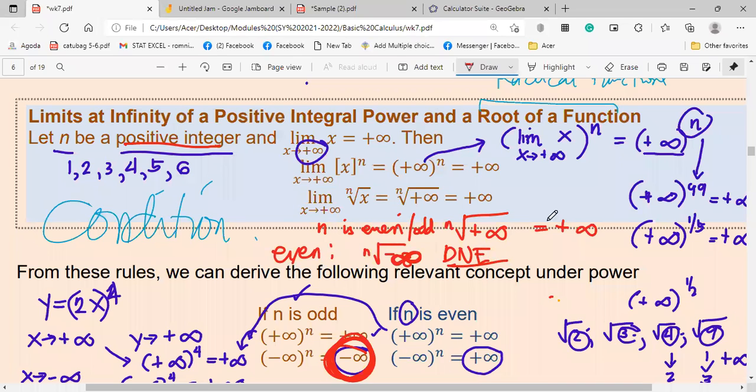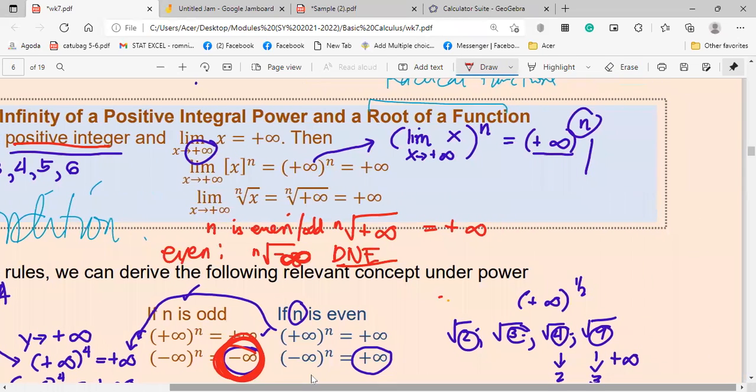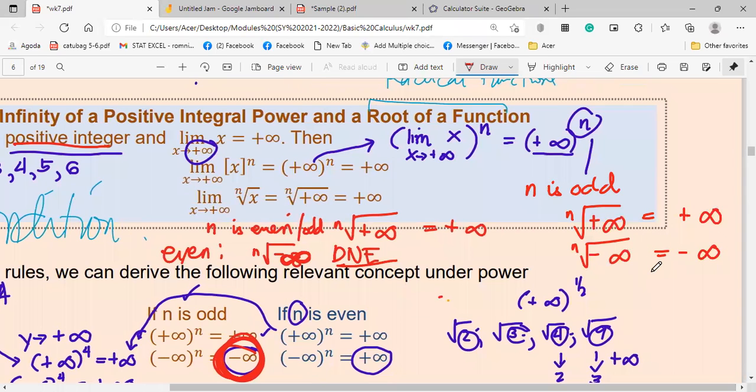Pero kung yan ay isang odd, if that is an odd number class, tatanggapin niya yan, gagayahin. Ang gagawin mo lang, kokopyahin mo lang yung sign niya. So for example, when n is odd, nth root of positive infinity is positive infinity. Nth root of negative infinity is negative infinity class. Okay? Ganun yung ginagawa ni odd na index.